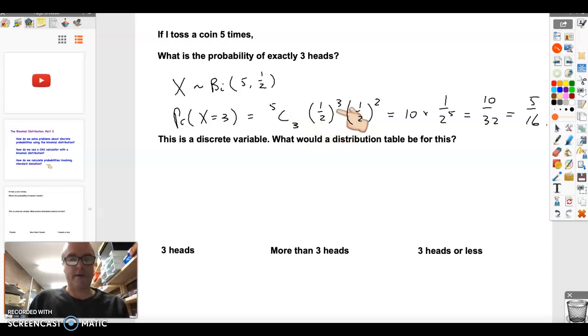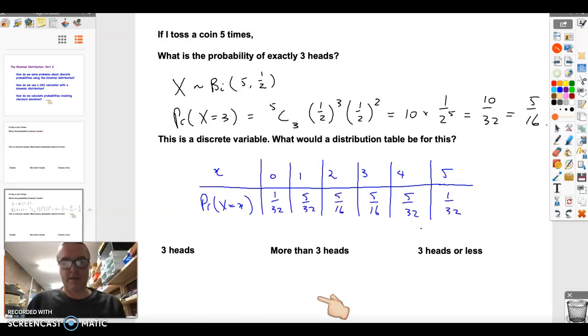p to the power of 3, q to the power of 2, and 3 plus 2 gives us our total number of trials. Our combination, our coefficient, turns out to be 10. By the time we've calculated this, it simplifies to 5/16. So that's the value for exactly 3 heads, but we can have anything from no heads up to 5 out of 5 heads. So what would that entire distribution table look like?